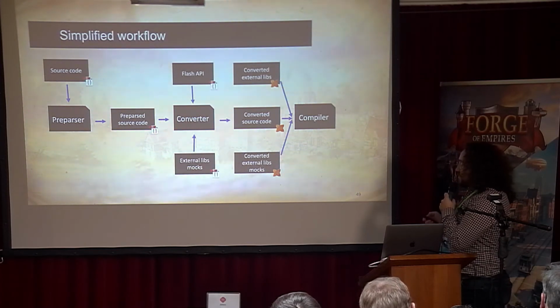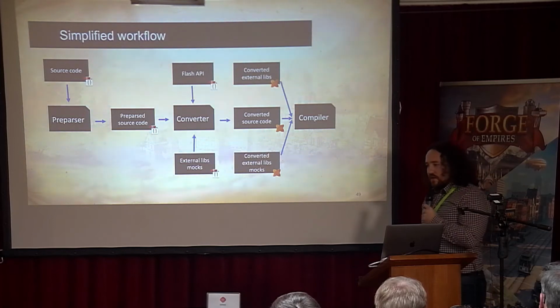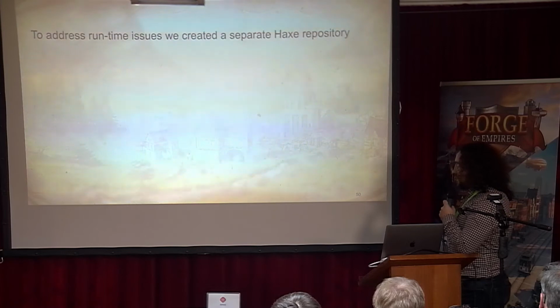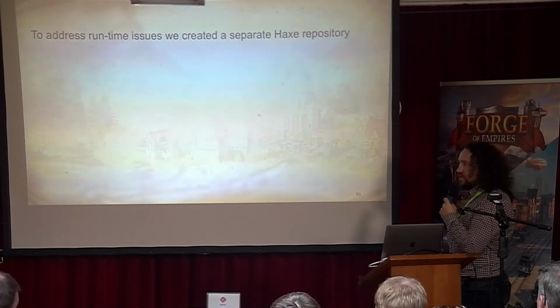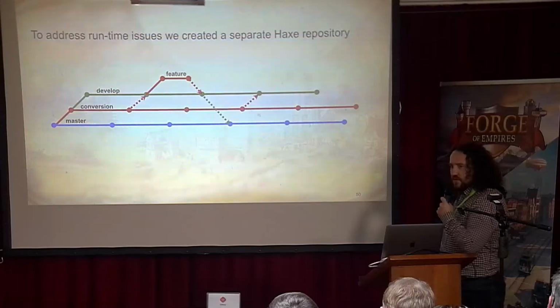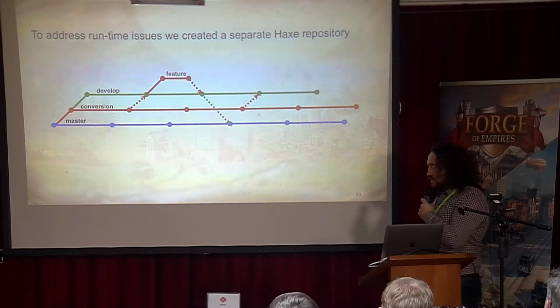At this point, we had the core libraries converted, but the game was still not working. Then we had runtime issues that we needed to address, and we had to have some kind of change process. So we decided to create a Haxe repository, which looks like this. It's a very similar model to what we use for our ActionScript repository.